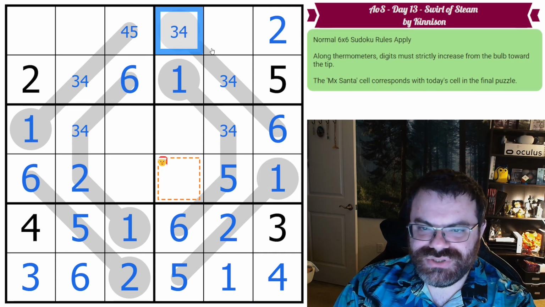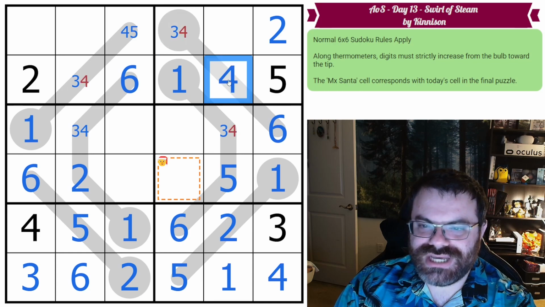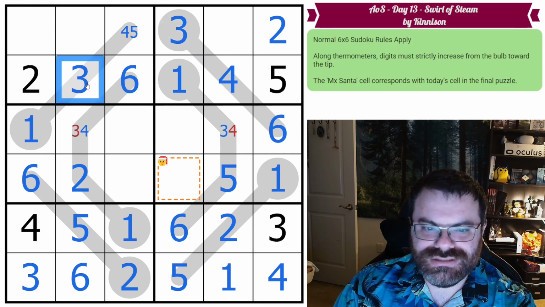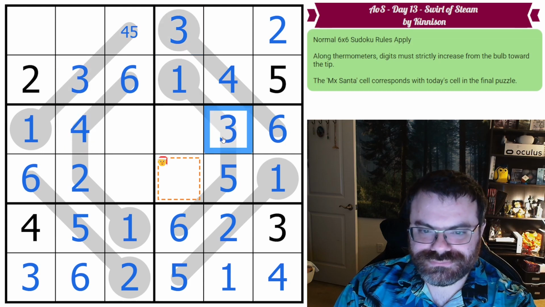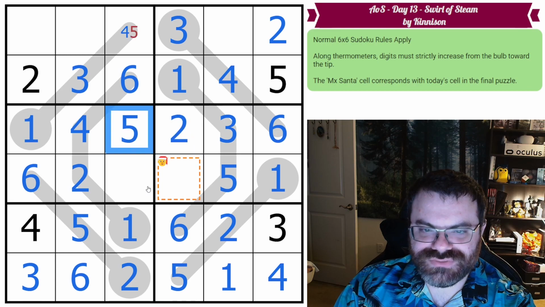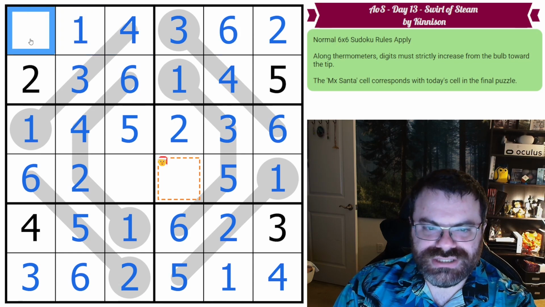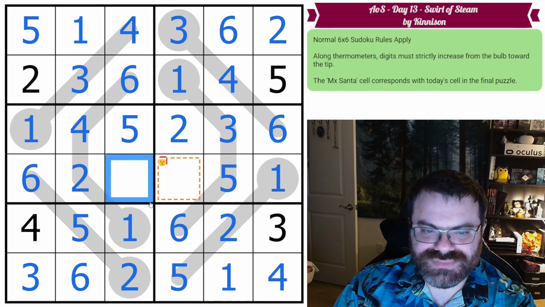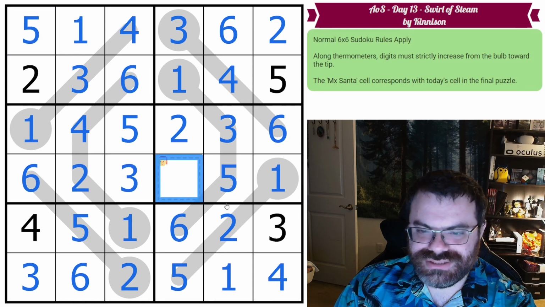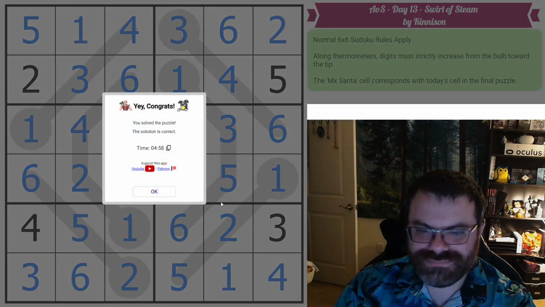So now this can't be 2, which means this can't be 3. If this is a 3-4 pair, the bigger one goes higher in the thermo. So that all resolves. I need a 2 and a 5 in this row. They have to go this way because of the 2, 5 here. That's a 4. Let's finish this. That's a 6. I do need a 1 and a 5. And then down here, this box finishes with a 3. And our Santa cell is a 4.